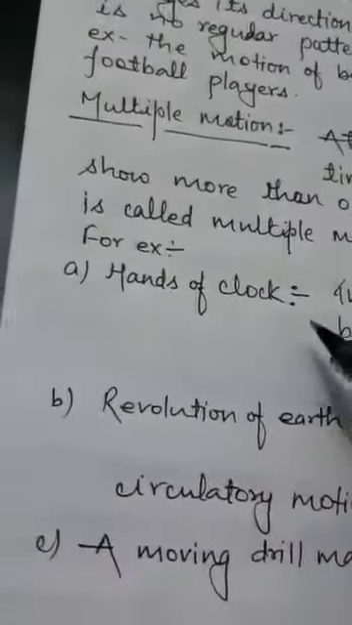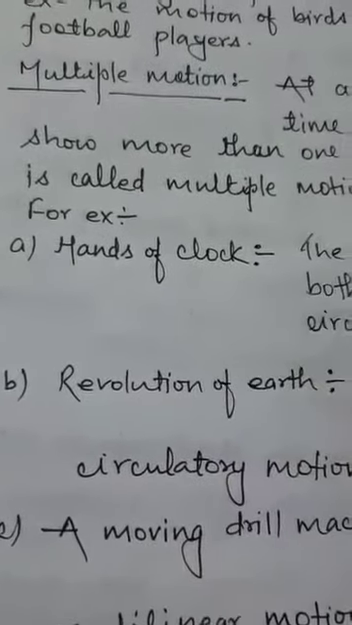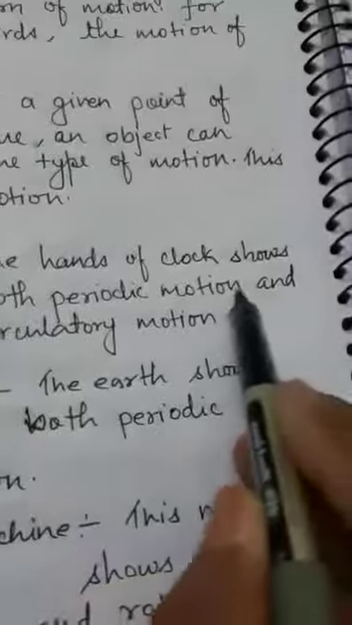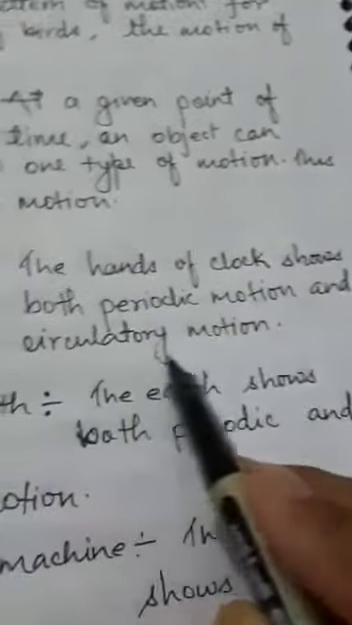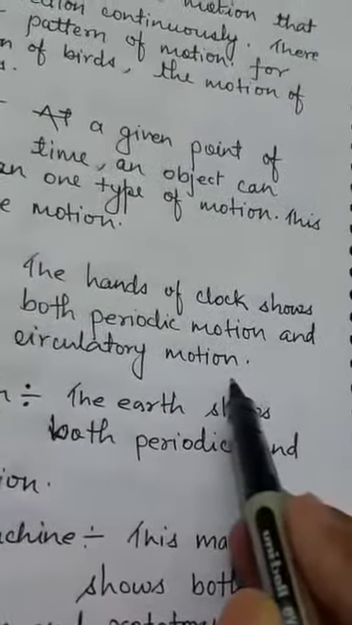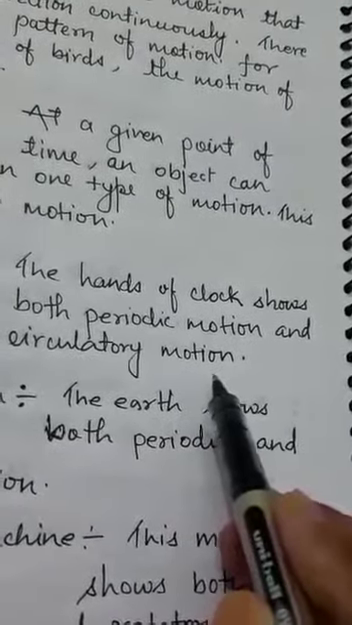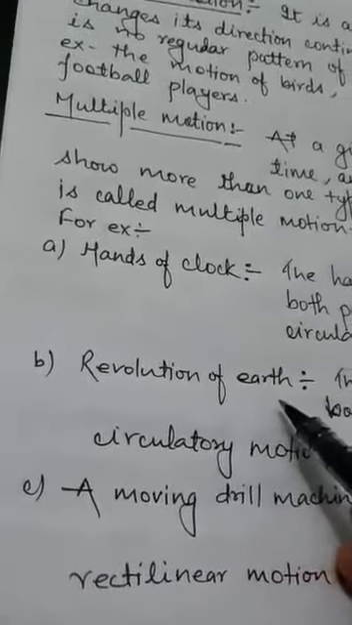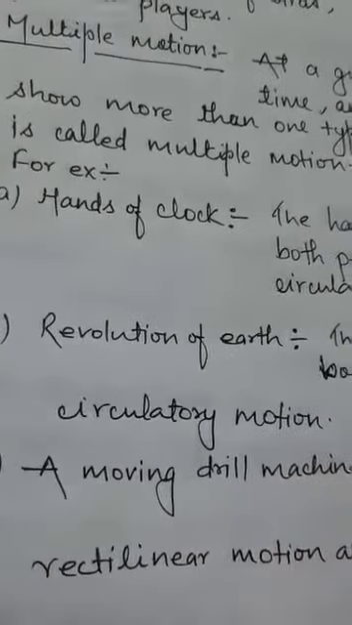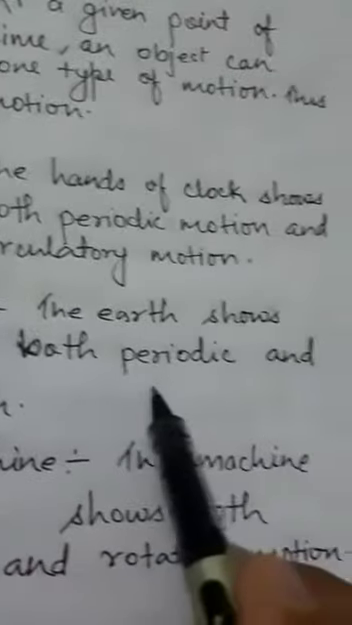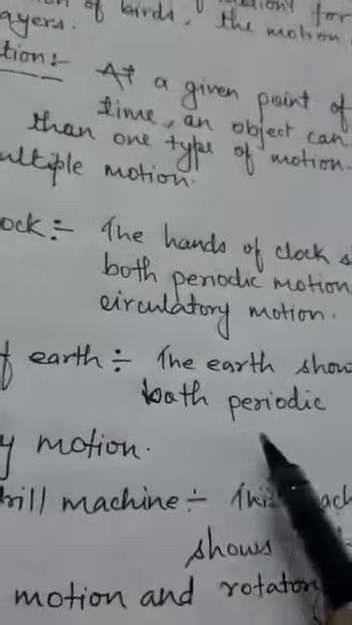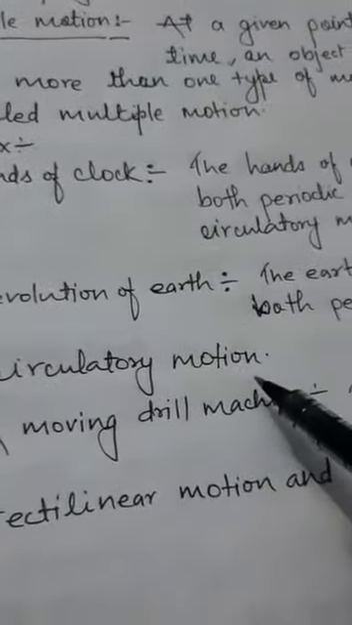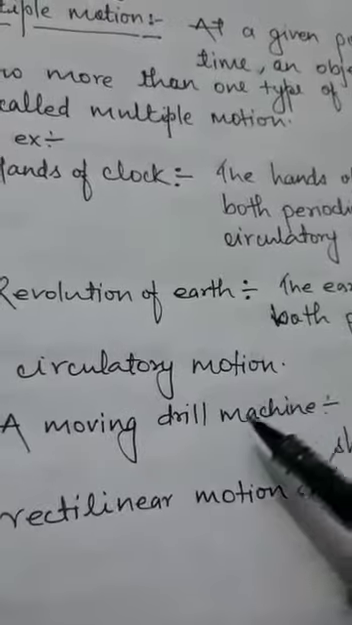Example, hands of clock. The hands of clock show both periodic motion as well as circulatory motion. Next example is revolution of earth. The earth shows both periodic as well as circulatory motion.